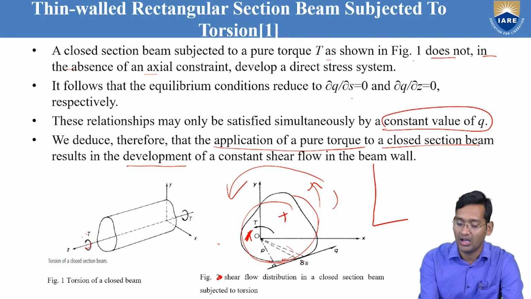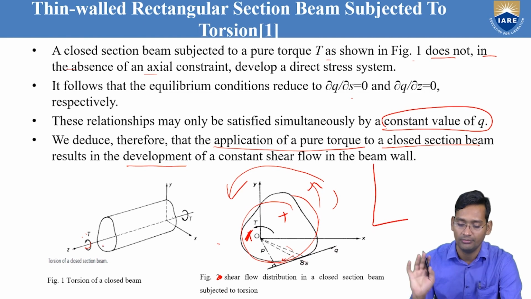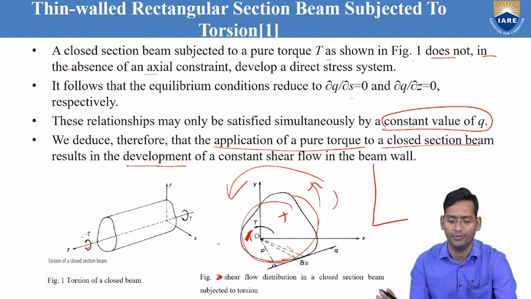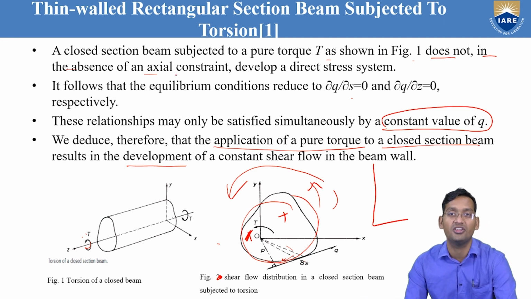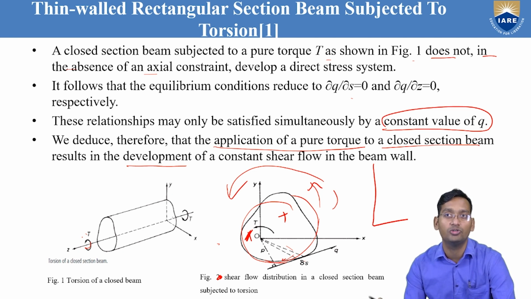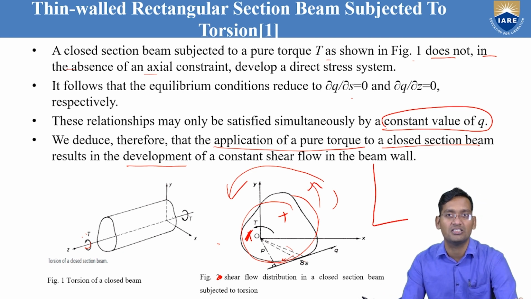Okay, so first see a closed beam subjected to a pure torque T as shown in the figure. So what we are taking is that there is nothing else, only torque is acting on the system. In the absence of axial constraint, it means there is no axial constraint, so it can be in any direction, in the x, y, or z direction, right? There is no constraint in the axial direction.